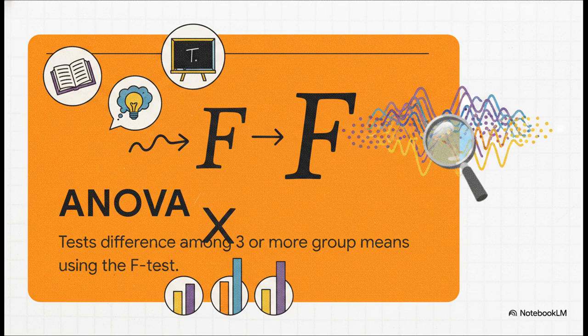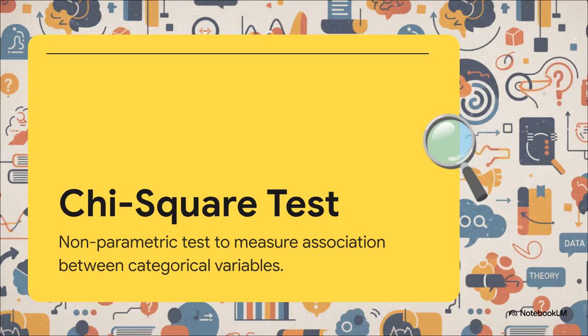Let's move to the next one and see how this builds. What happens if you have 3 teaching methods to compare? Well, the t-test can't handle it. That's when ANOVA takes over. ANOVA stands for Analysis of Variance. It's the statistical test used to find differences among 3 or more group means, and it calculates this by utilizing the F-test.